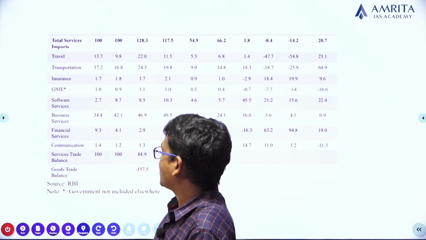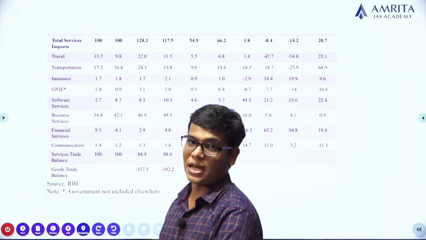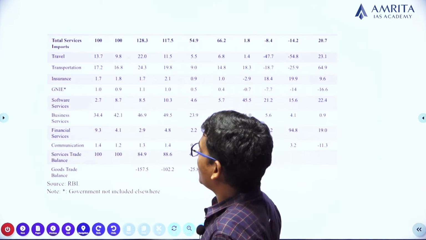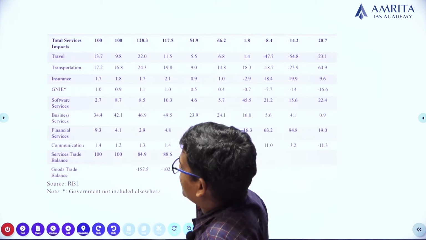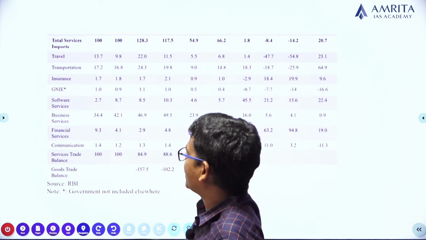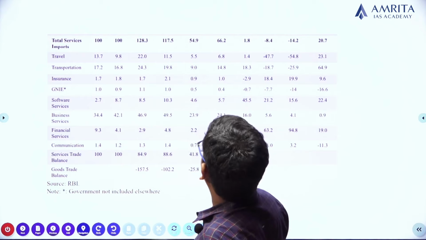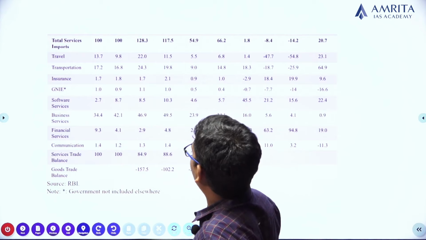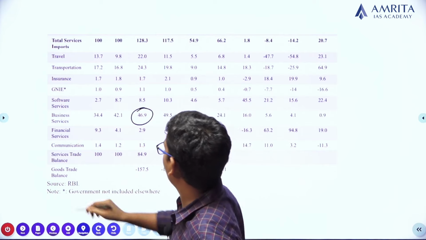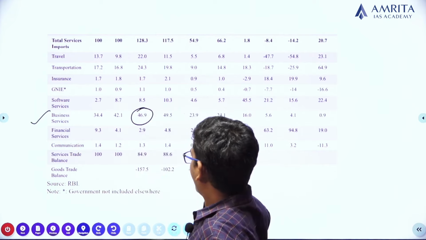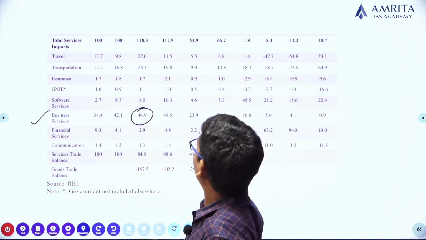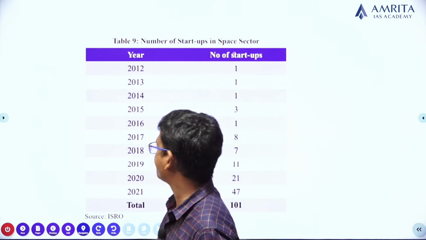Total services imports. What are the different services we import? I am not talking about merchandise imports, only service imports. We do travel imports, transport, insurance, software services, business services, government not included elsewhere, financial services, everything. But the point is, which one do we import more? Again, business services, not software services. Business services we import more. Just have an idea: around 88 billion, 84, that's the level of imports.